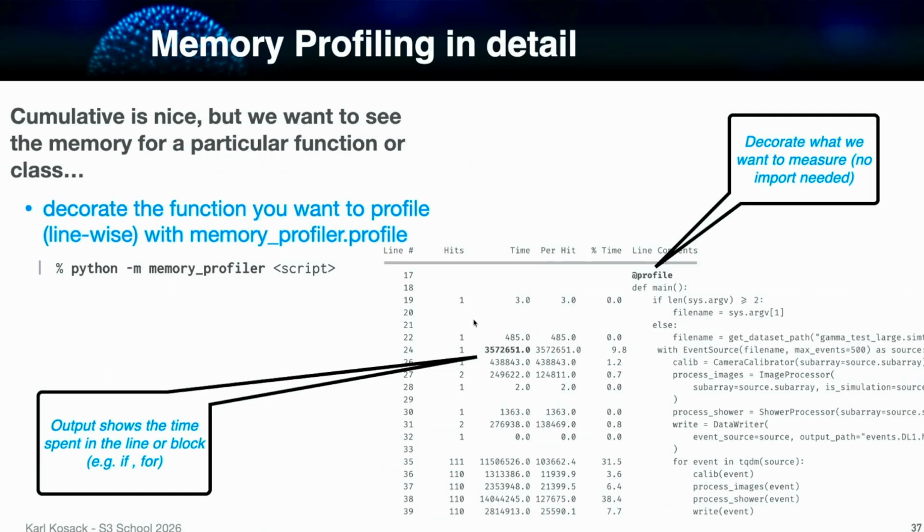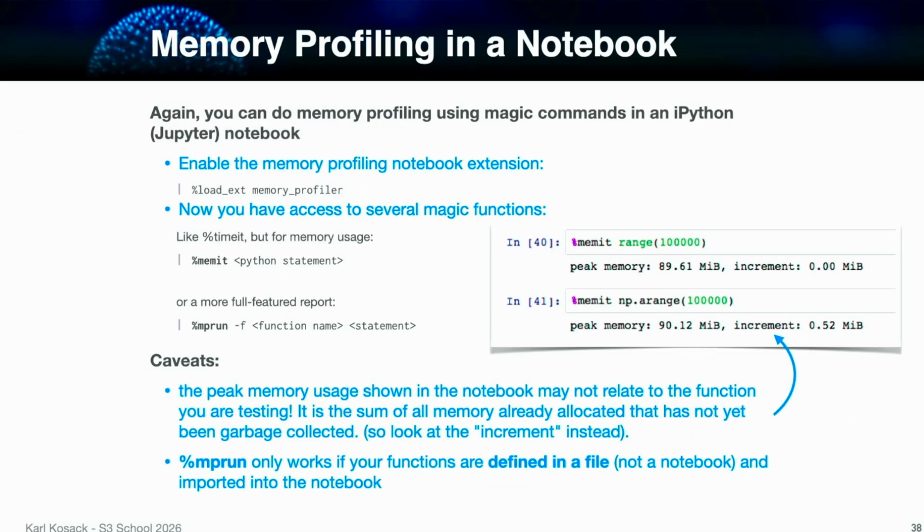Just like the other profiler, you can also do line profiling with memory profiler. It's a bit of a pain. You also have to put this decorator on top. I'm going to show you an example of this in the notebook later on. But then it'll show you for each line of code how much memory was allocated on that line. That's another good way to check if you're using up too much memory somewhere.